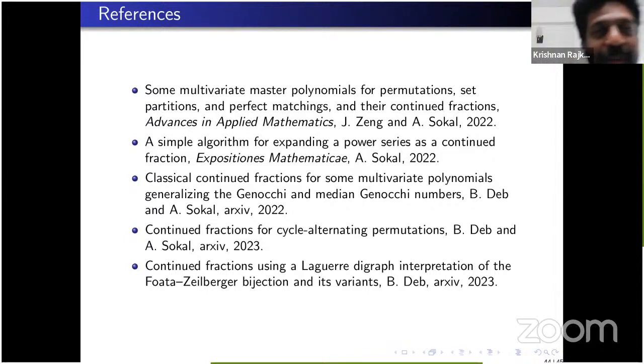Thanks a lot, Vishal, for this lovely talk. May I invite the audience to ask questions or give comments, suggestions? So maybe I can say something about the proofs. Gaurav, you wanted to ask that? Did you have something else you wanted to ask?